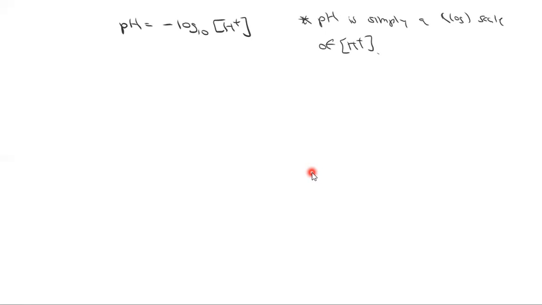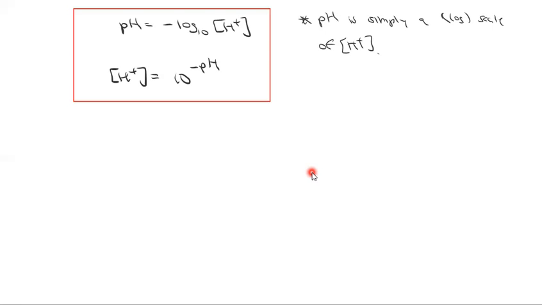The converse of that, hopefully you're all happy with this, is that if we rearrange, we get [H+] must equal 10 to the power of negative pH. These are formulas that you're meant to know. I believe they're on the reference sheet, but you should be more than comfortable with that.